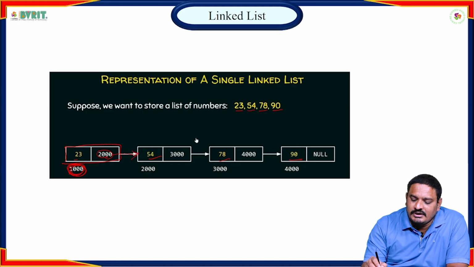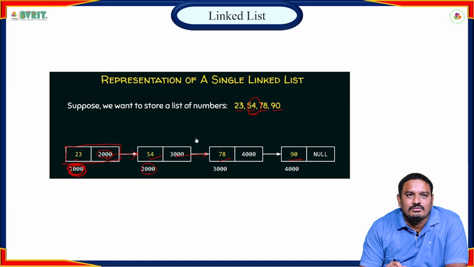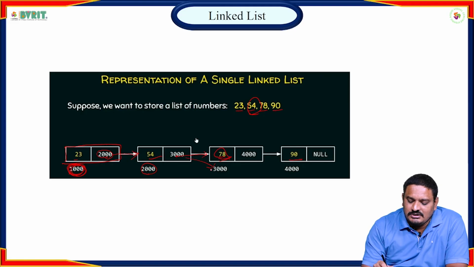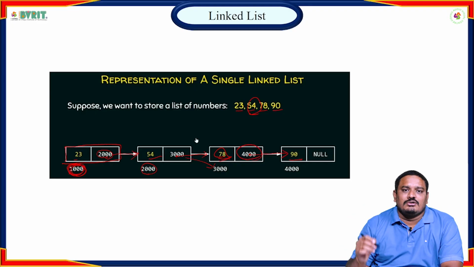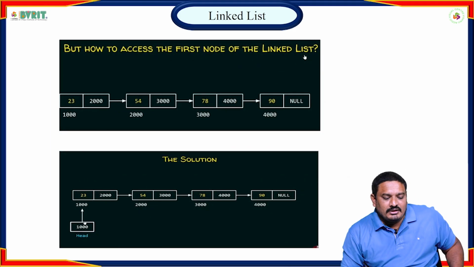This reference is the next node. What is that next node? 54. The address of 54 is 2000. The 54 has a reference, and this reference is known as the next node. The next node is 78, and this address is 3000. The 78 element, the third element, has a reference too. This reference is linked with the next node. That is the representation of the single linked list.